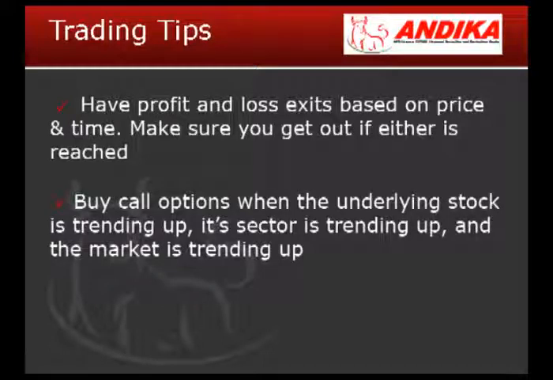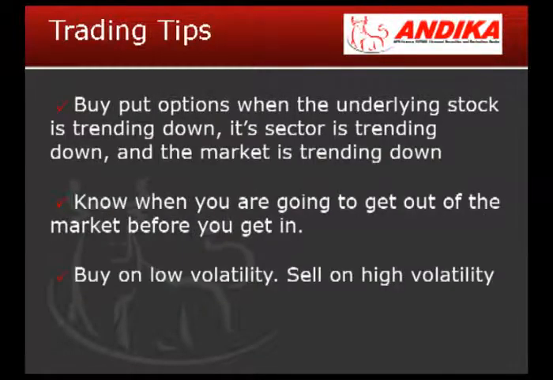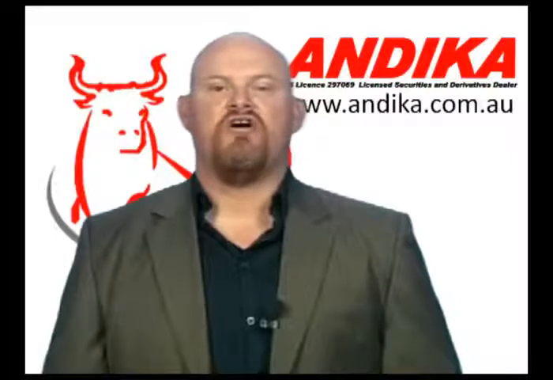its sector is trending up, and the market is trending up. Vice versa, buy put options when the underlying stock is trending down, its sector is trending down, and the market is trending down. Know when you're going to get out of the market before you get in, and buy on low volatility and sell on high volatility.